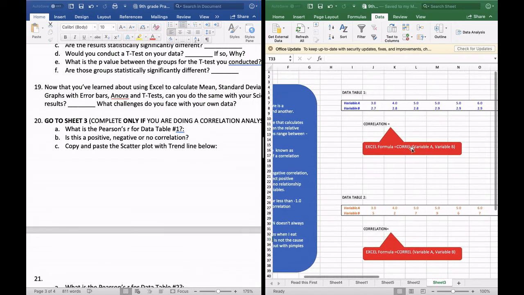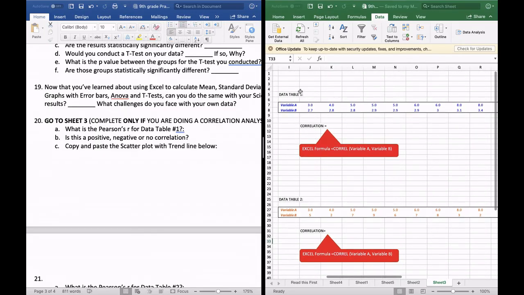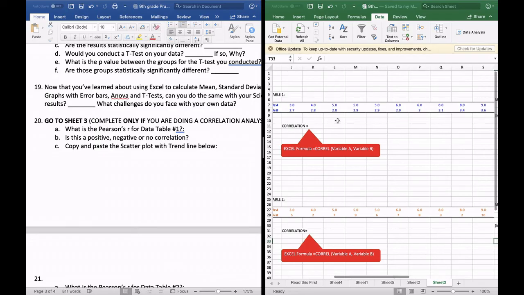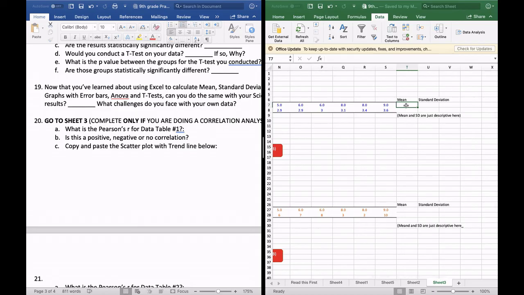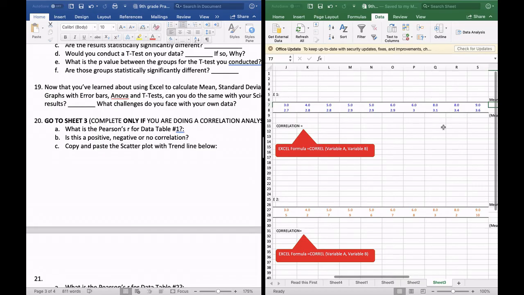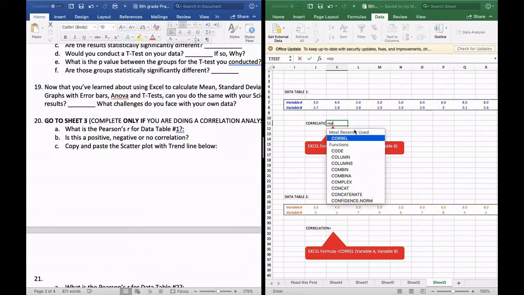And now let's actually go ahead and calculate a correlation. For data table 1, I give you two variables. For the two variables, you can calculate mean and standard deviation, but they're just descriptive here, right? Because the value that you are interested in is correlation. To calculate correlation, the formula is =CORREL, which stands for correlation, and then you highlight your variable A and your variable B. So let's type in the Excel formula, =CORREL.